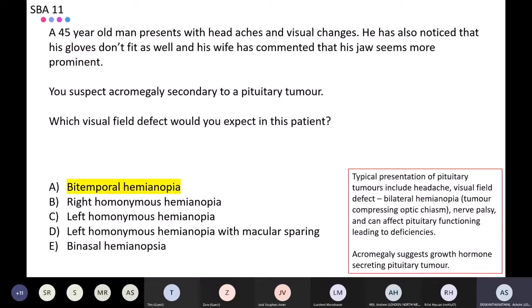Another one of my favourite questions where the answer is actually screaming at you. So, if you know your anatomy well, you know the pituitary gland sits right above the optic chiasm, which is what causes this visual field defect of bitemporal hemianopia. So, typical presentation of pituitary tumours is usually headaches, visual field defects, and nerve palsies as well if it gets any bigger. And it can also start affecting pituitary function, leading to deficiencies. And here, the acromegaly suggests it's a growth hormone secreting pituitary tumour.